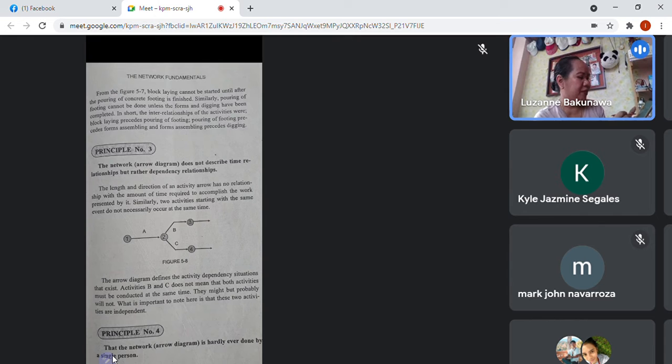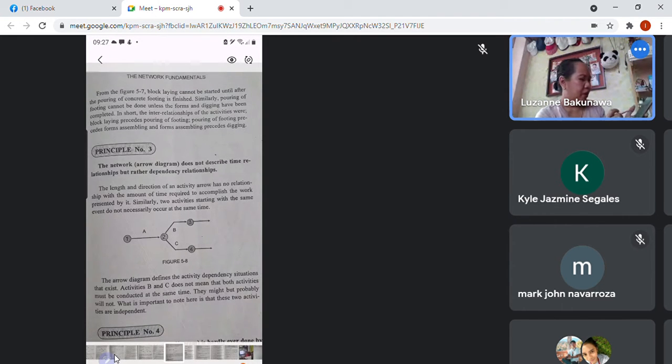Like for example, activities B and C. Does that mean that both activities must be conducted at the same time? No. They can be delayed, because usually they are not the same, since they have different preceding activities. So B could have a shorter time than C. B finishes in 1 day, C finishes in 2 days. So they are not necessarily done simultaneously; they can be delayed.